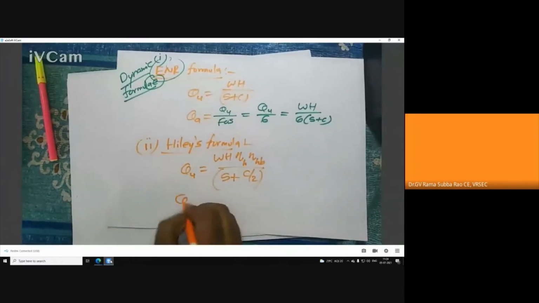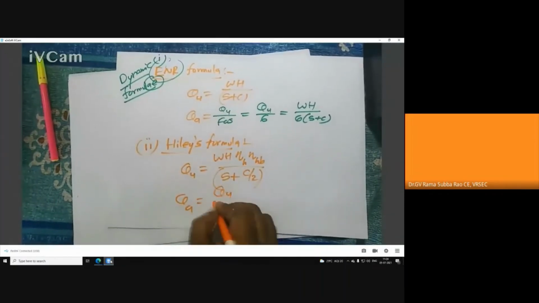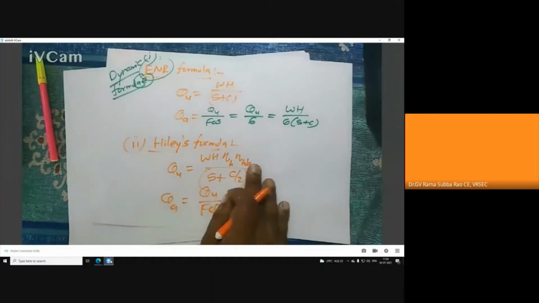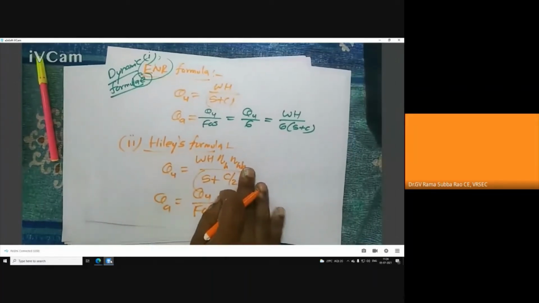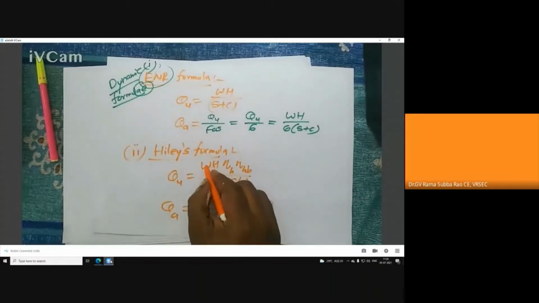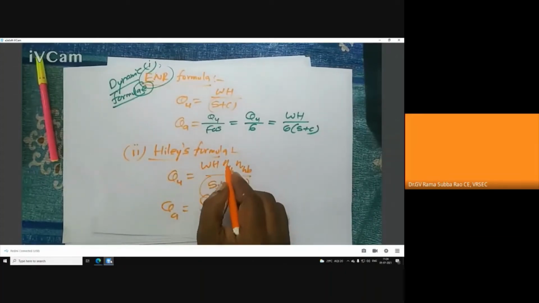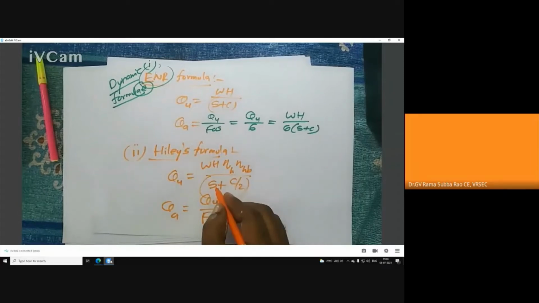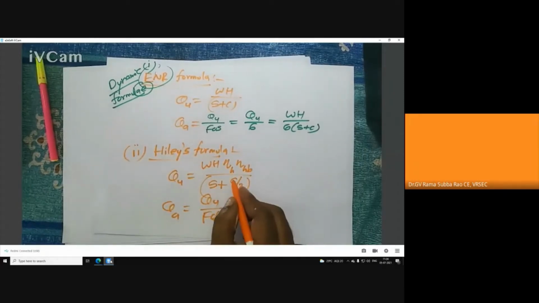Qa is equal to Qu by factor of safety. But this time, in Hiley's formula, W is the weight of the hammer and H is the height of free fall of this hammer, and S is the penetration of the pile, C is the elastic compression.